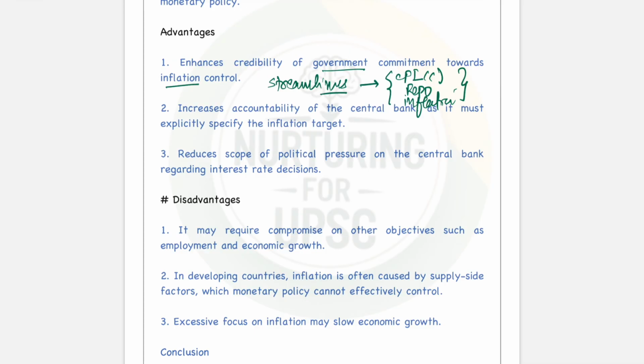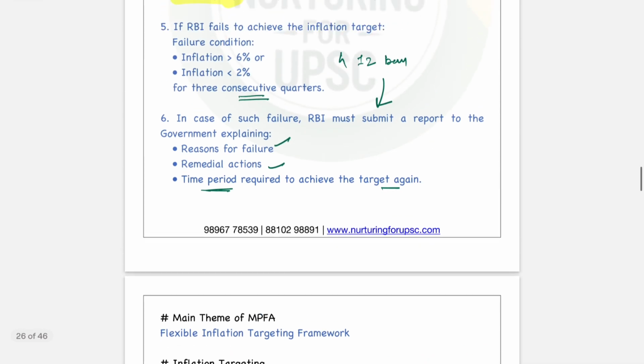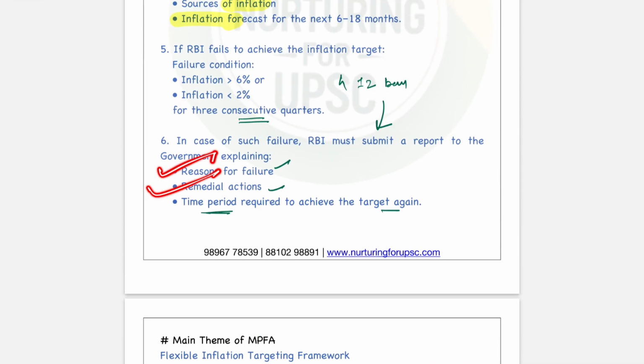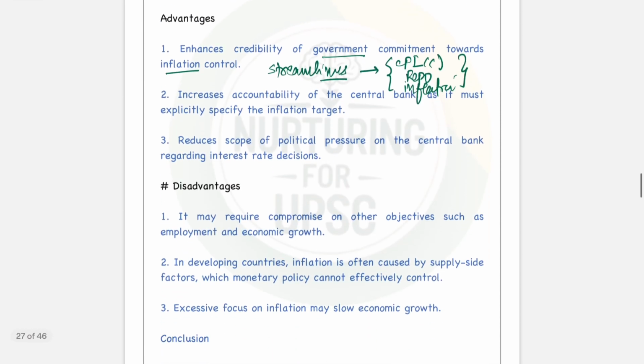And also it brings in the accountability of the central bank. Why? Because there are reports that they need to give, there are ways to explain the measures. They need to give out what they have done and what they haven't, like the reasons for failure and remedial measures. Then there is a monetary policy report which the RBI must give to talk about the sources of inflation and the inflation forecast in the next 6 to 18 months.